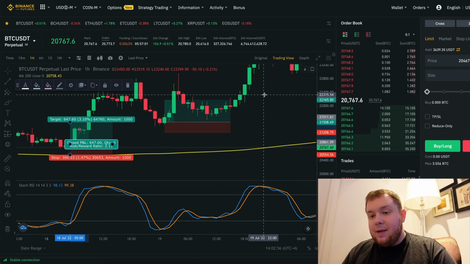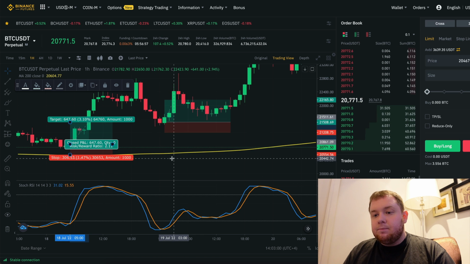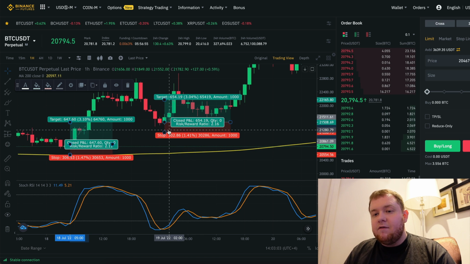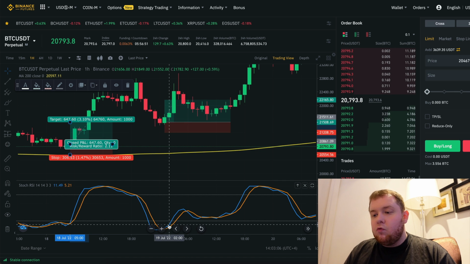Again, we can see right here, we have the price. We are above the 200 moving average right here on the hourly chart. We are in an oversold position right here.